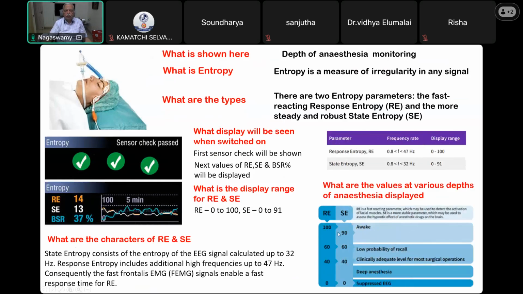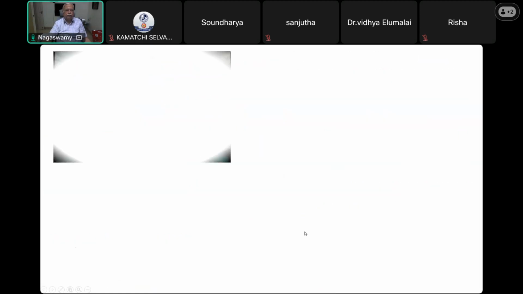The values at various depths are displayed like this. Here also it is 0 to 100 like your BIS monitor, with no units attached, but the values are slightly different for the RE and SE. So 90 to 100 is called awake, 60 for both is a low probability of recall, and 40 to 60 is called the clinically adequate level of surgical depth of anesthesia, and below 40 it's all deep anesthesia.